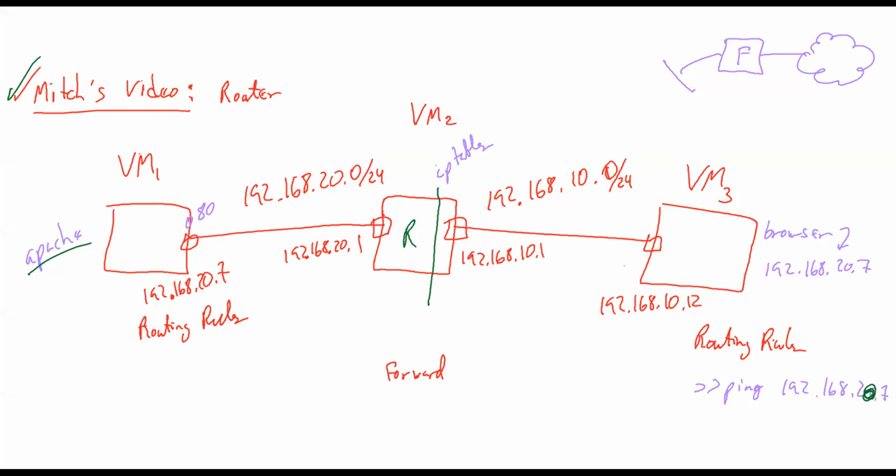So the question is, you follow Mitch's video and you create this environment, and it makes it into a router. You can ping from one end to the other. You open a browser, and as long as you have Apache here, it works. But port forwarding kind of requires this to be more of a firewall. So then, what were you saying?